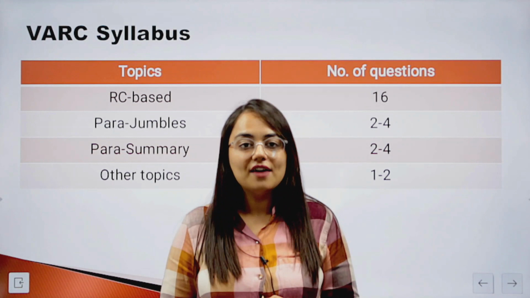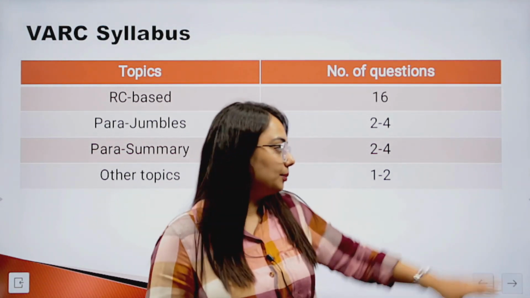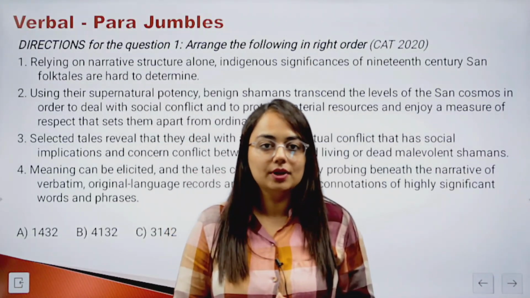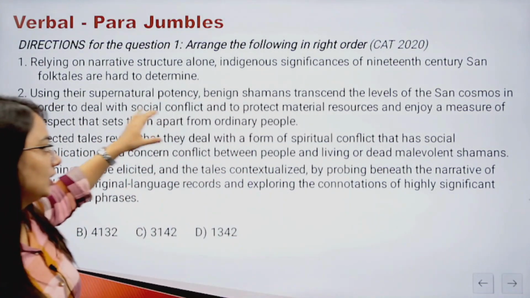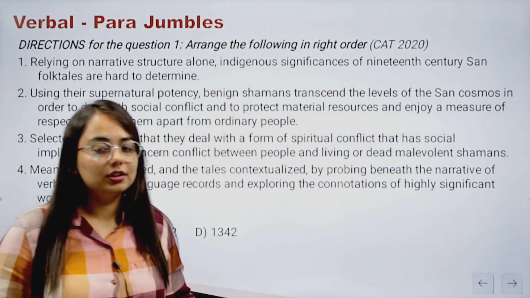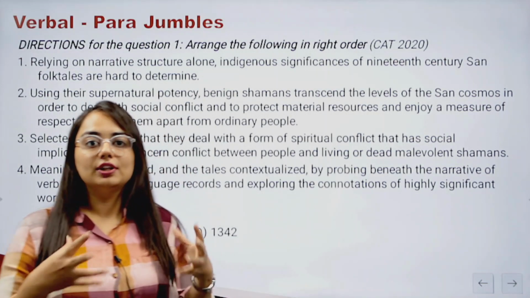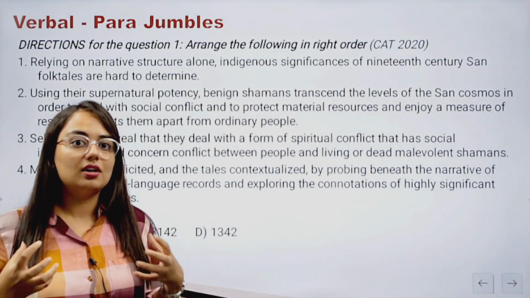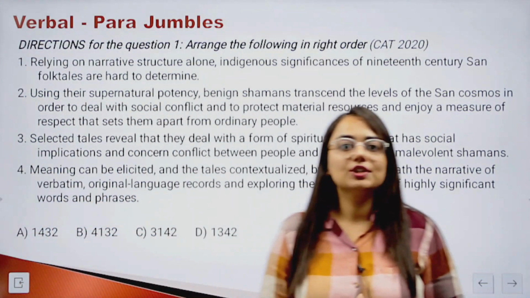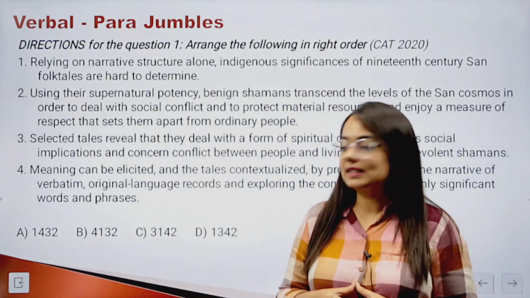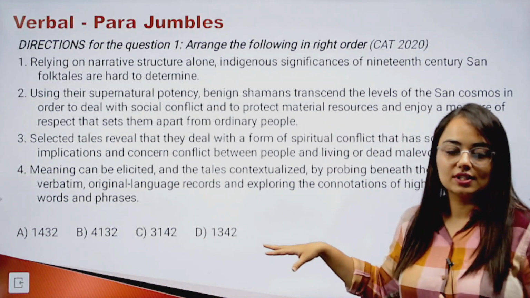Let us now have a look at a real question that appeared in the CAT 2020 exam. This is a question based on para-jumbles. Here you have 4 sentences put in a random order. You are supposed to arrange them so that they make a coherent paragraph, a meaningful order. Once you are done arranging them, you can tally your answer from the given options.